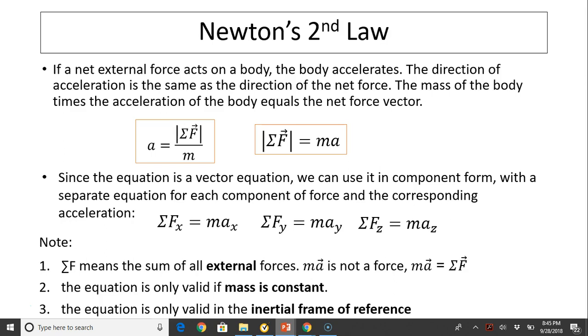The equation is only valid if the mass is constant. Also, the equation is only valid in an inertial frame of reference. That means a frame of reference that's not accelerating.